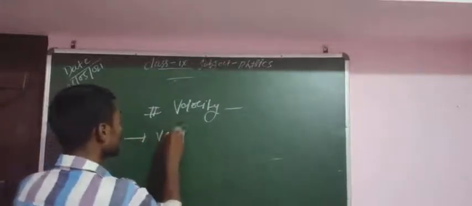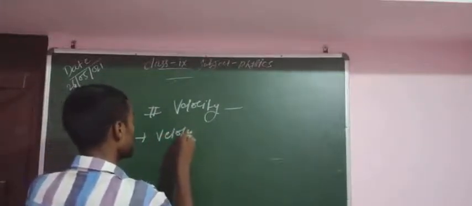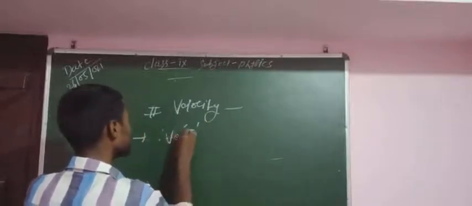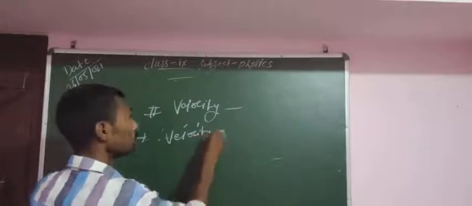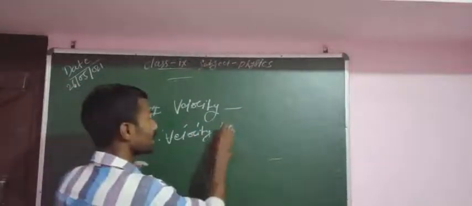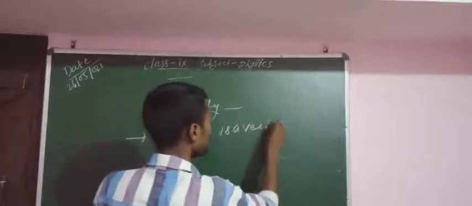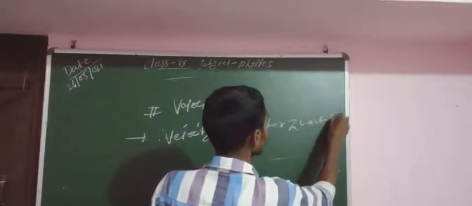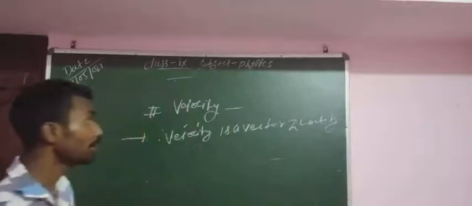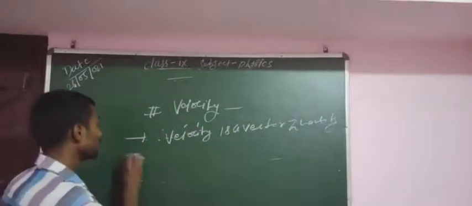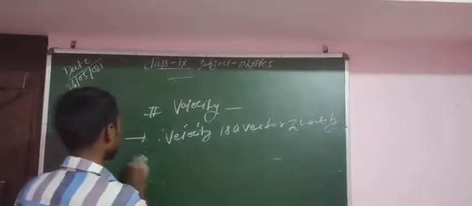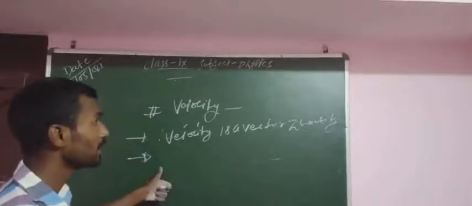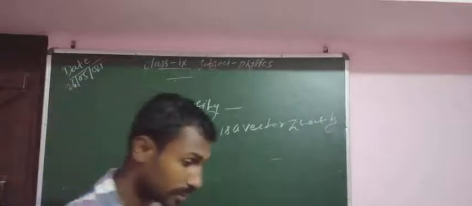So velocity is a vector quantity. Velocity is a vector quantity. The unit of velocity, the change of displacement, the direction of velocity is in the direction of change of displacement.